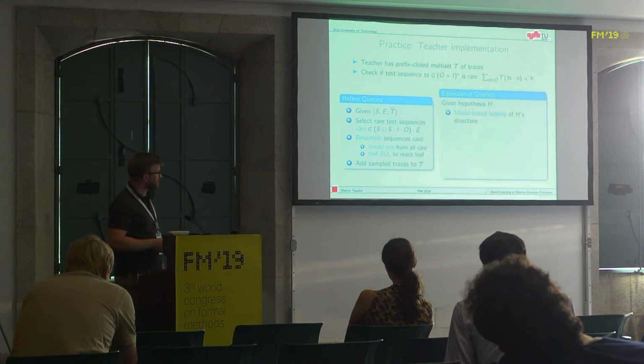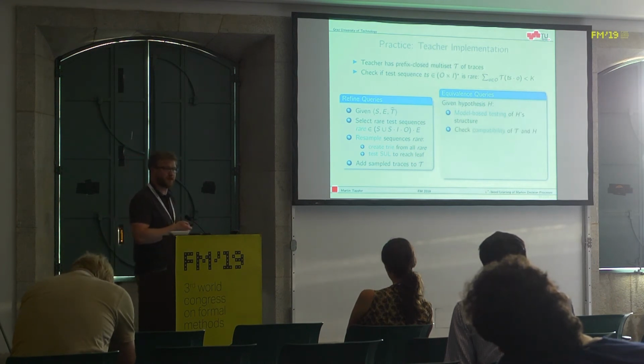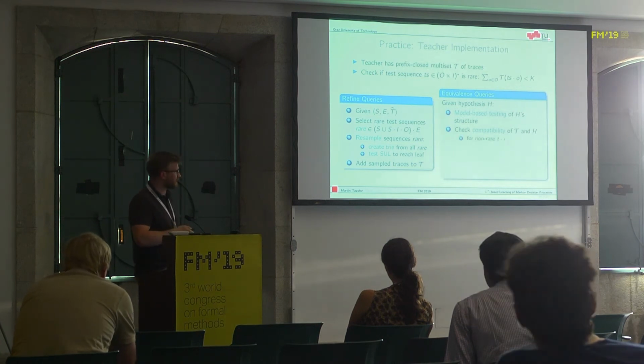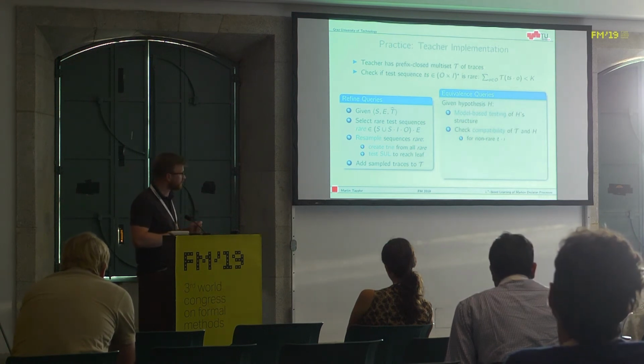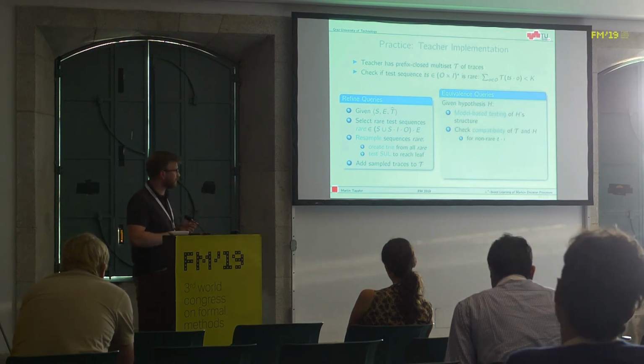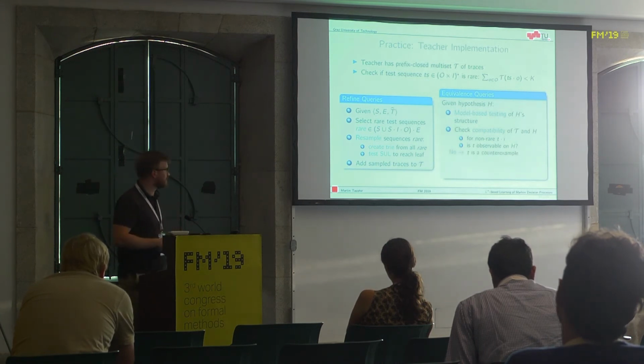If we do not find such a counterexample, we check for compatibility between the multiset of traces and the hypothesis. For that, we select all non-rare test sequences that we observed so far. These are made up of a single trace and a single input. First we check if the trace is observable on the hypothesis. If it is not, then it is a counterexample because it has been observed before.